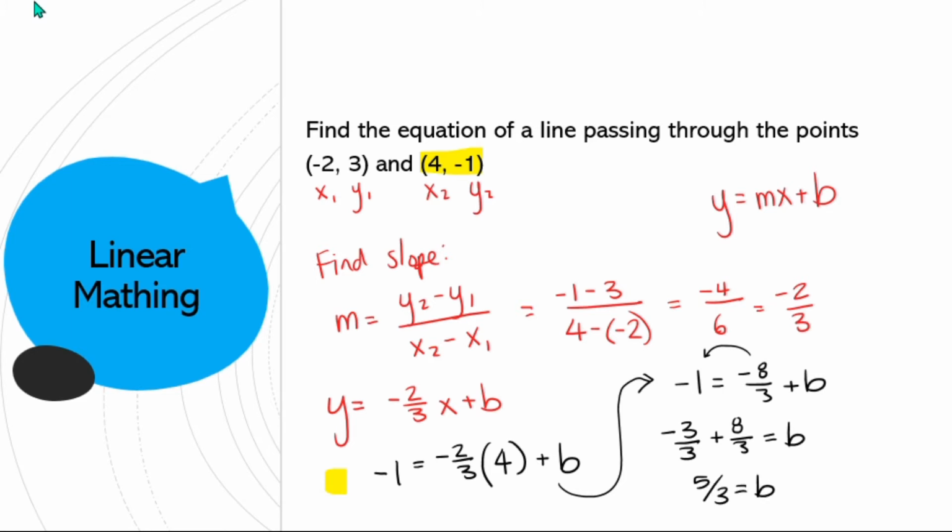So a lot of people walk away at this point. Remember the question was find the equation, so make sure you answer it. I'll answer it right up top. y = (-2/3)x + 5/3.